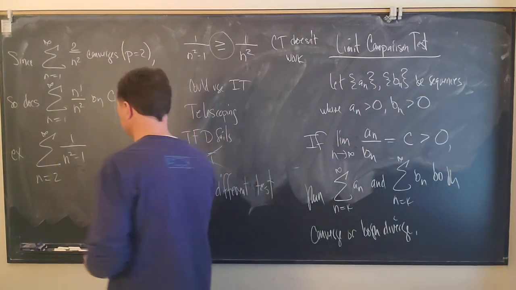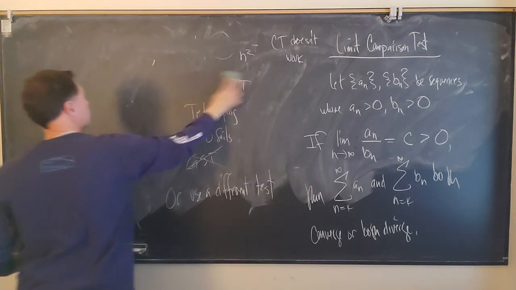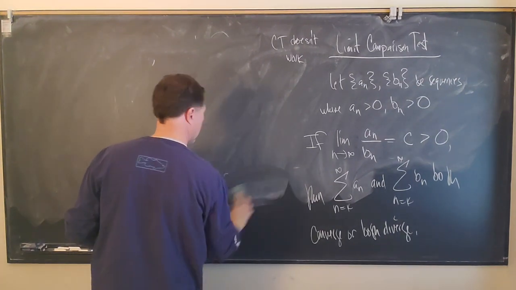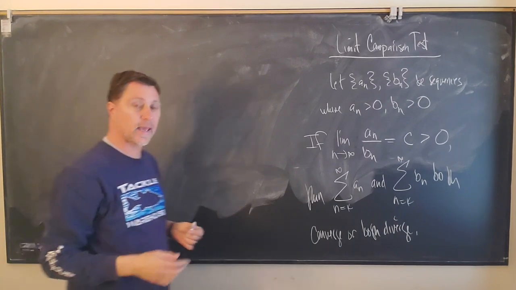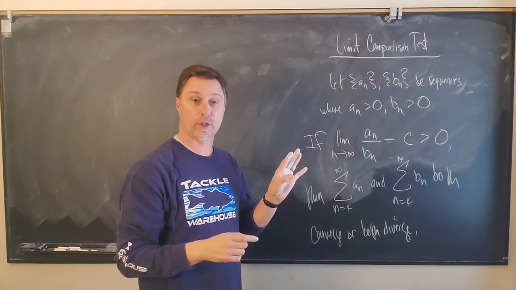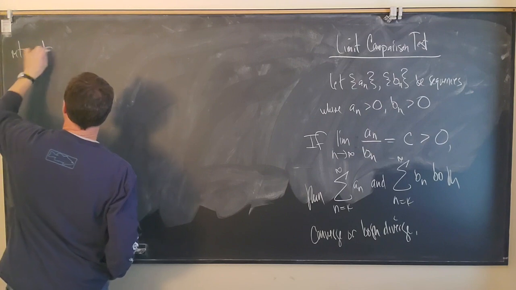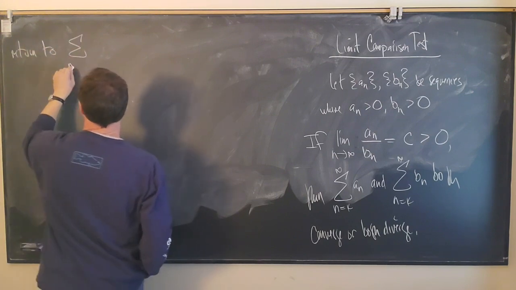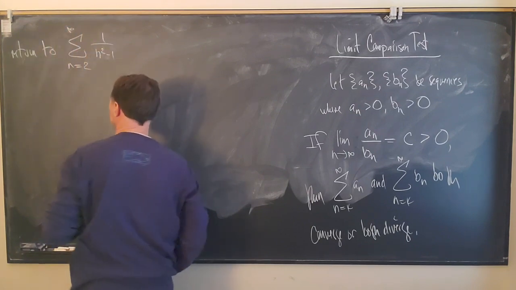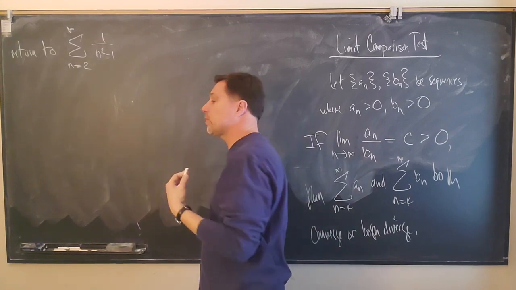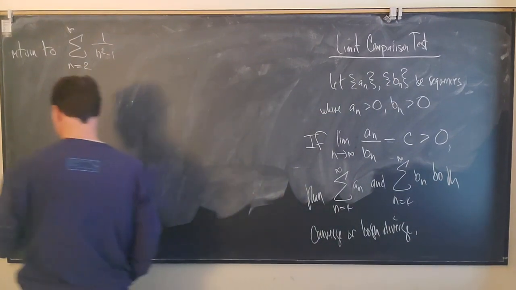So let's return to this example we're doing. I'll write it up again. It turns out that the limit comparison test is exactly what we need. The limit comparison test is designed to help when you can't get that inequality to go in the right direction. So let's return to the sum n equals 2 to infinity of 1 over n squared minus 1. Intuitively, this behaves similar to 1 over n squared, so I'm going to apply the limit comparison test.